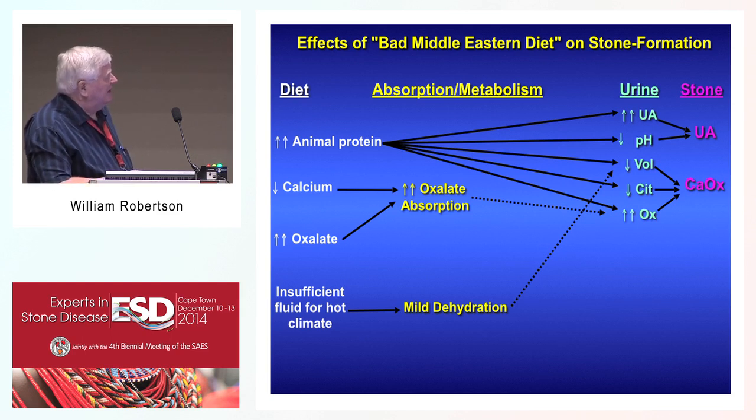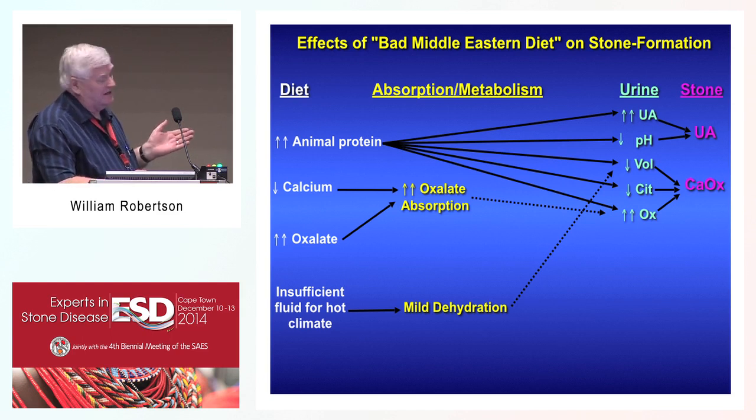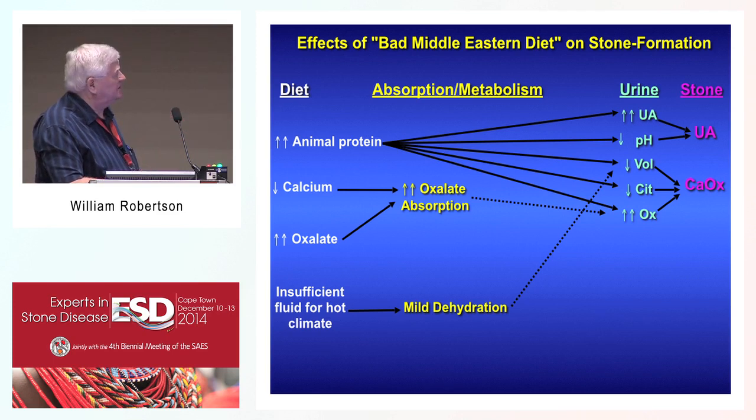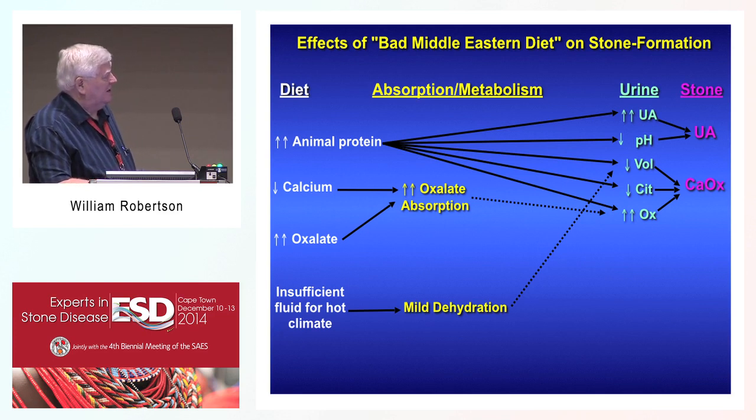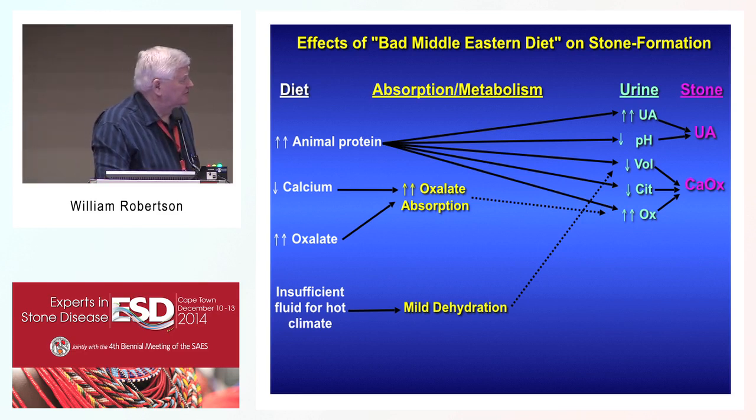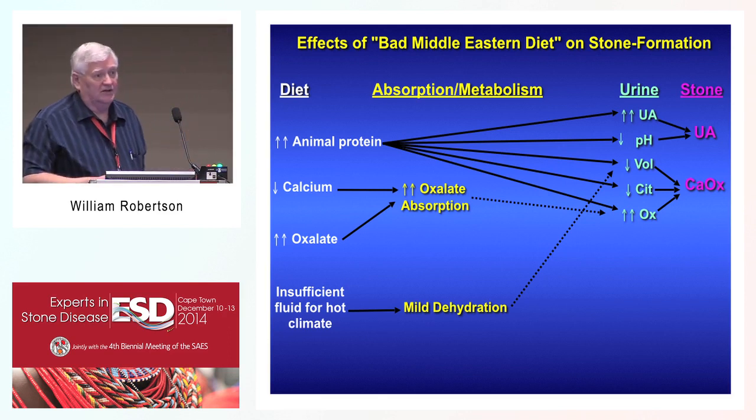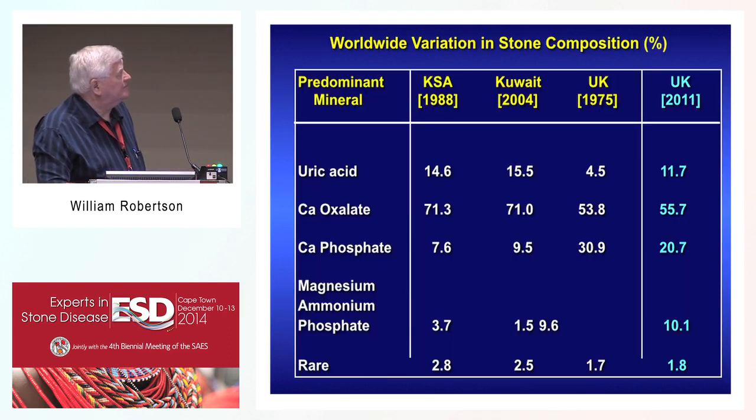So when you add to that the low calcium diet, which we also found in the Middle East, and the very high oxalate intake, this gives them a very high oxalate absorption in the gut, which further increases urinary oxalate. And when you put the insufficient fluid for living in a hot climate and the mild dehydration, then that lowers urine volume and again contributes to the problem.